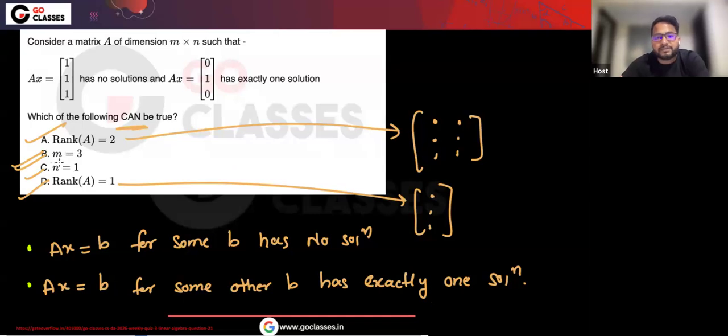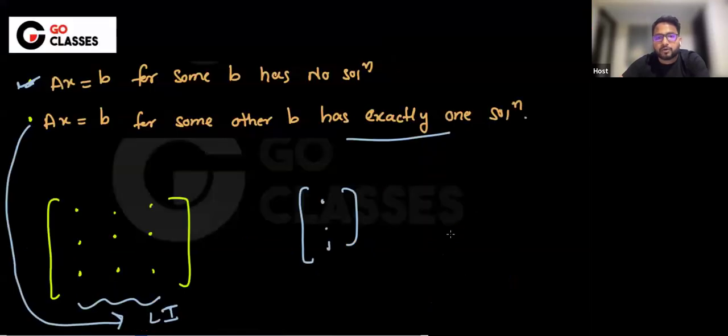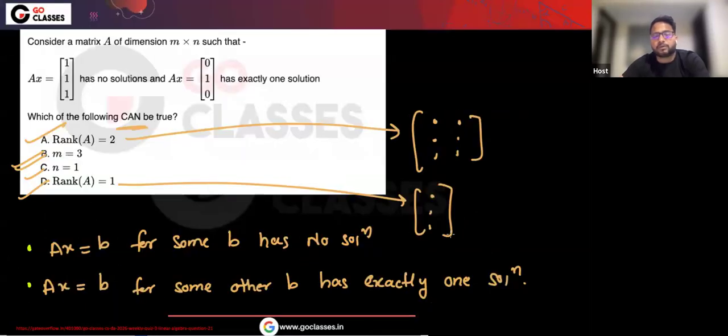n means the number of columns. So the number of columns can be 2 or it can be 1. Understood? Okay, so now I hope that is okay to everyone. Let me know if there is any doubt in this question. It was a good question actually.